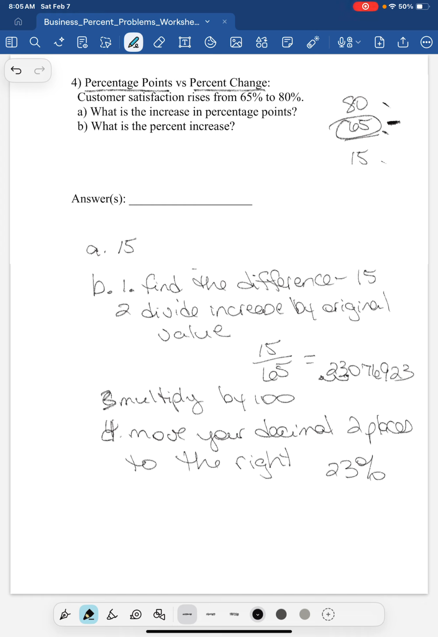So points is just like points in a game. How many points are we ahead? If they have 80 and we have 65, they're ahead by 15. Percent change, you have to find a percentage. So that's just something that you need to remember as you work these problems.